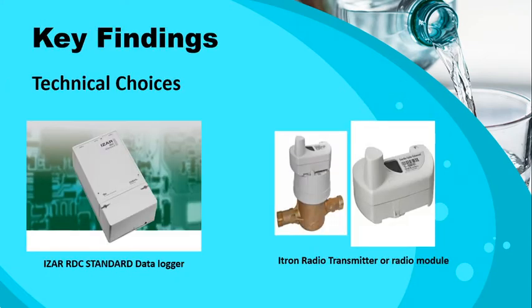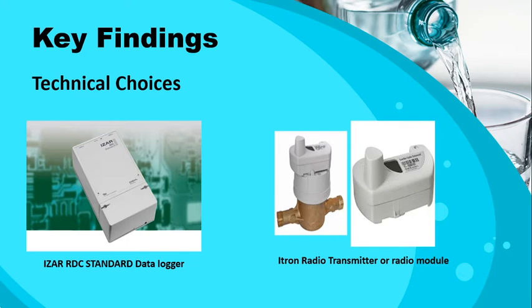Now we are going to talk about the key findings. To implement our project, we have made some technical choices, and we opted for a radio transmitter that can be shown in this image. A radio transmitter Eva Blue, and the data concentrator is our RDC due to its technical performances.